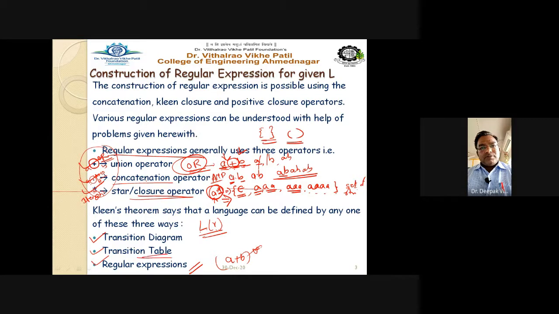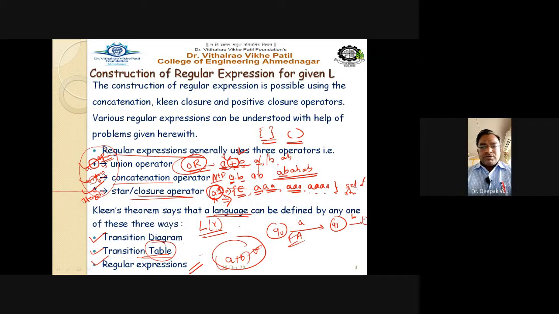You can have the transition table for this, and you can have the transition diagram. For example, Q0 on A goes to Q1, and on B you go to Q2. So I can draw the transition diagram. Transition diagram means you are drawing the finite automata for that regular expression. So remember, a formal language can be represented in terms of a regular expression, an automaton, or a transition table.